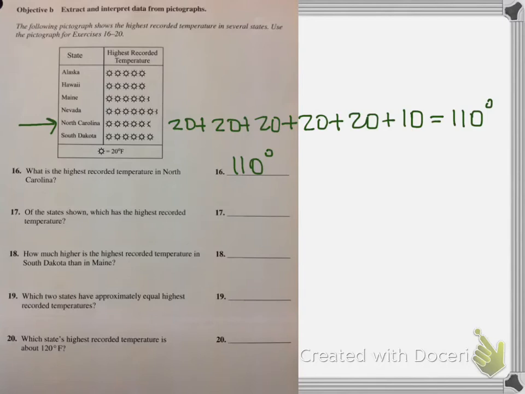Let's look at the next one, 17. Of the states shown, which has the highest recorded temperature? So here I don't think we have to really do any calculations. We can just look at the pictures, and it looks like Nevada has more suns than any other state. And again, we don't have to calculate it. We could if we wanted to.